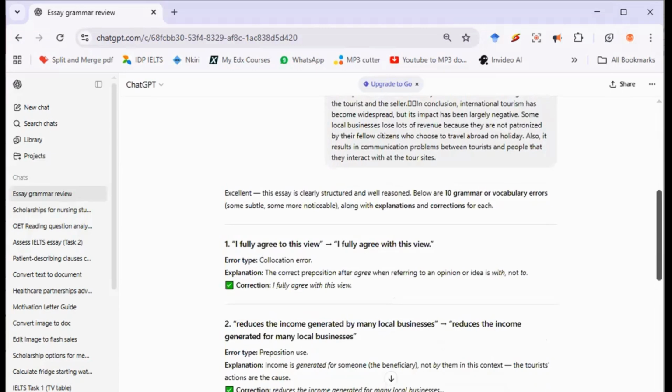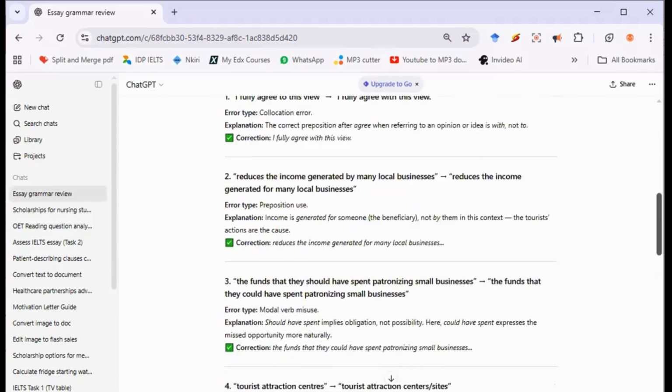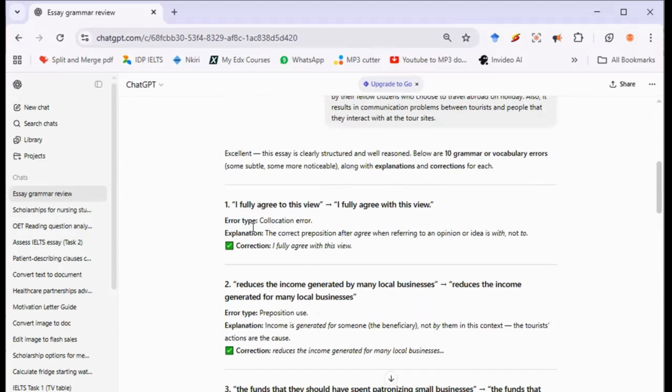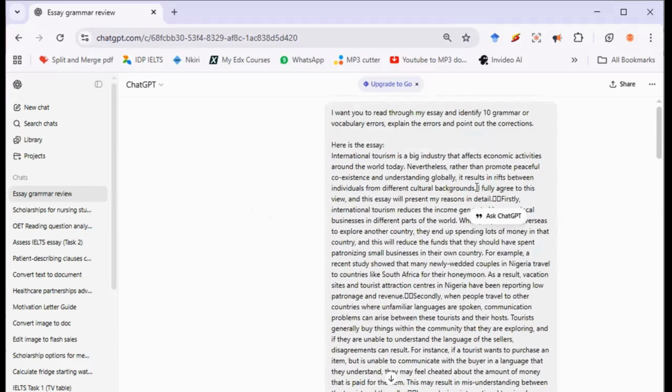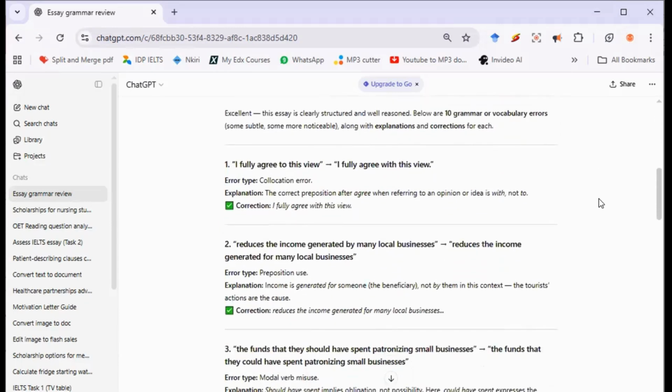Okay, so look at it here. The essay, the AI is giving me corrections. Number one, he says that what? I fully agree to this view. It should not be "I fully agree to", it should be "I fully agree with". The correct preposition after "agree" when referring to an opinion or idea is "with". Can you see that? So that tells me that anytime I'm writing that, I think that's in the introduction, right? Yes, introduction. You should write "I fully agree with". Correction taken. So I will go and correct it.